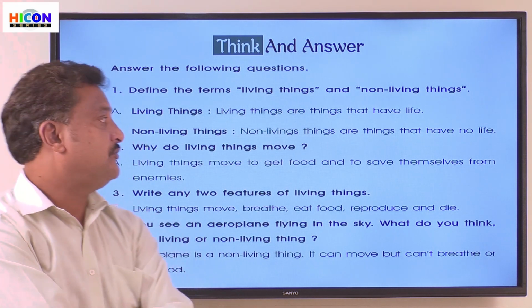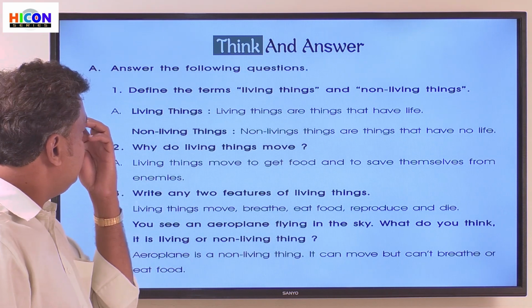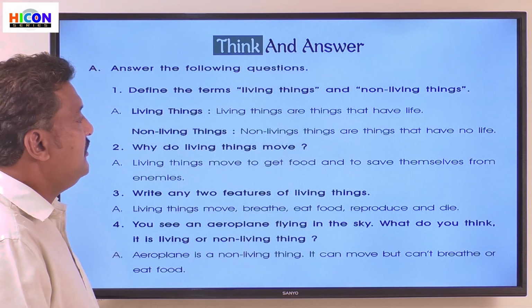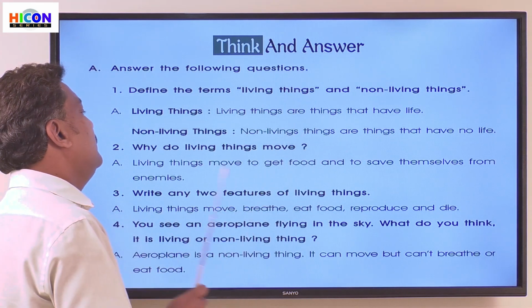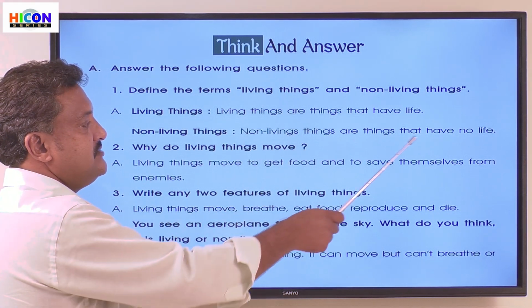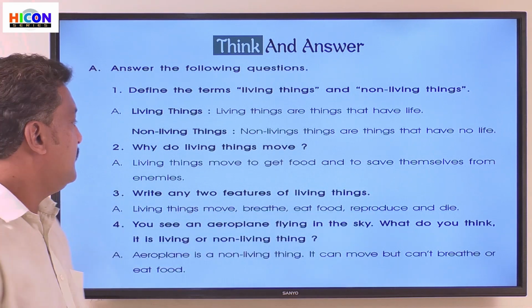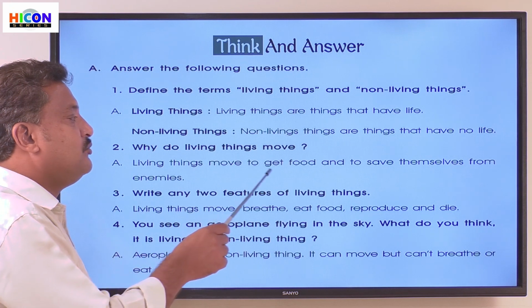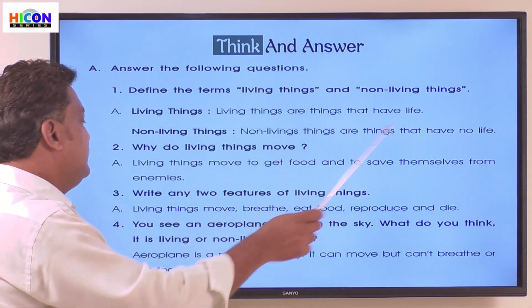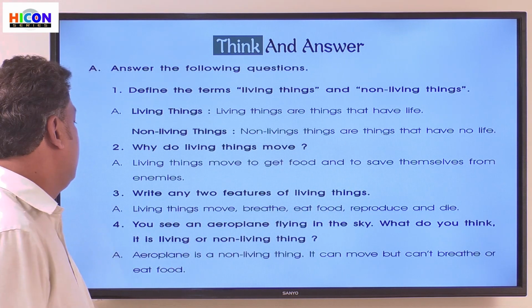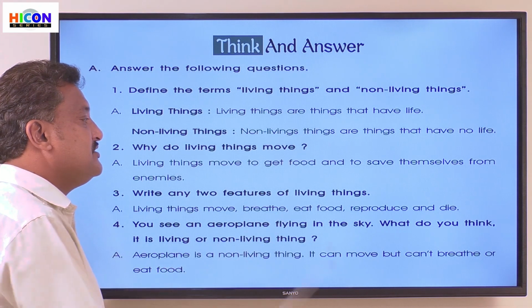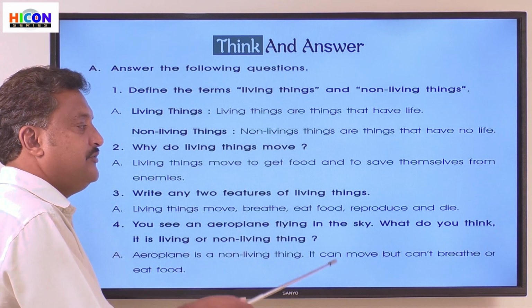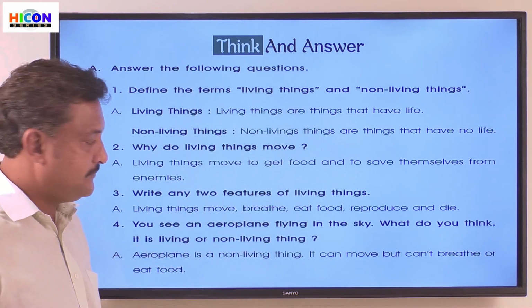So the 4 questions. Define the terms living things and non-living things. Living things are things that have life. Non-living things are things that have no life. Now, why do living things move? Living things move to get food and to save themselves from enemies. 3. Write any 2 features of living things. Living things move, breathe, eat food, reproduce and die.